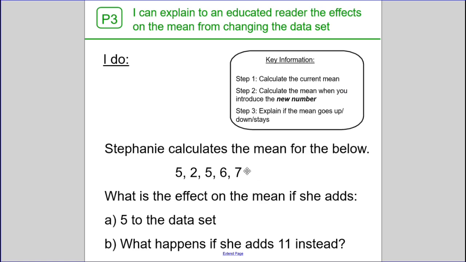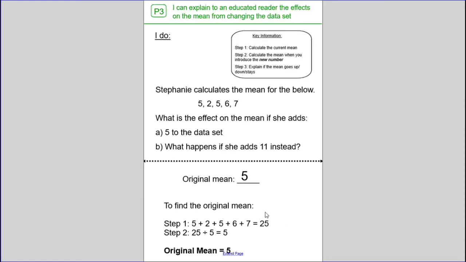So to calculate the mean, we have our current dataset here, so we are going to calculate the mean of those numbers. We need to add the numbers and divide by the total amount of numbers that we have. Step 1, add up all the numbers. And step 2, divide by how many numbers there are. So we're going to divide by 5 as there are 5 numbers. 25 divided by 5 is equal to 5. So that means the original mean is equal to 5.